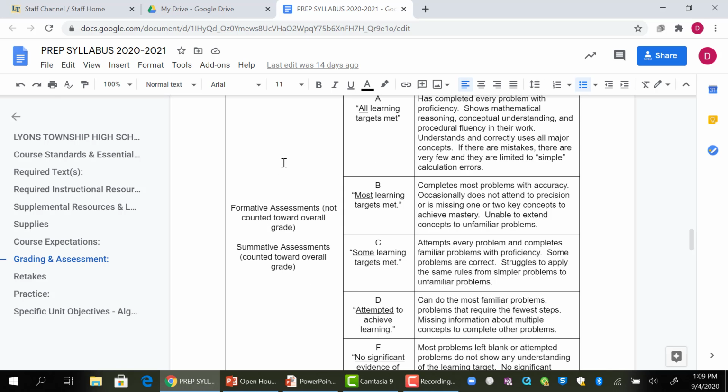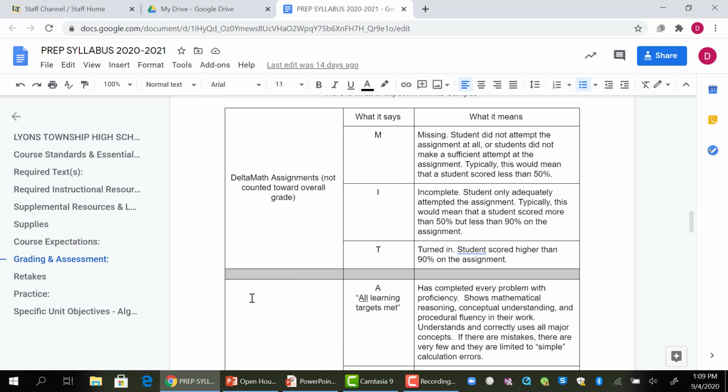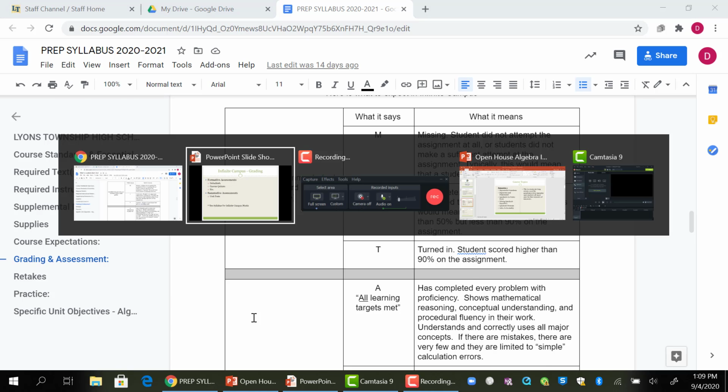So this will always be linked to my Canvas page. So at any time you can look at this rubric to see why they scored what they did on either a formative or a summative assessment. If I go back to our slideshow here.